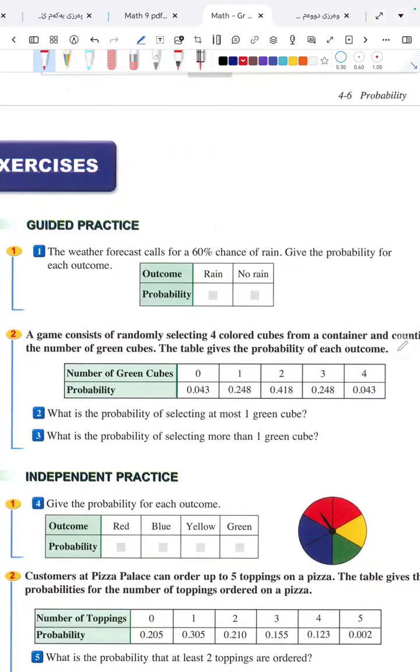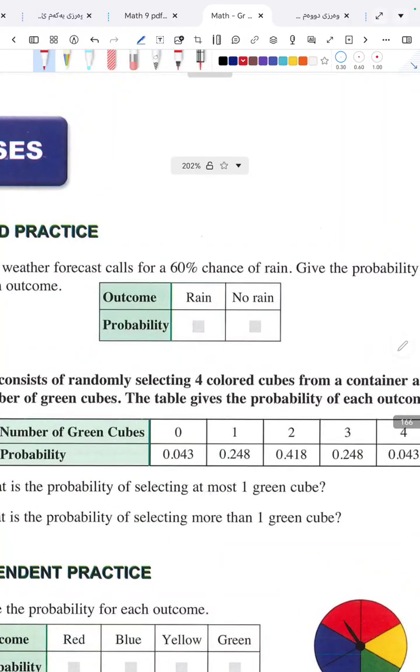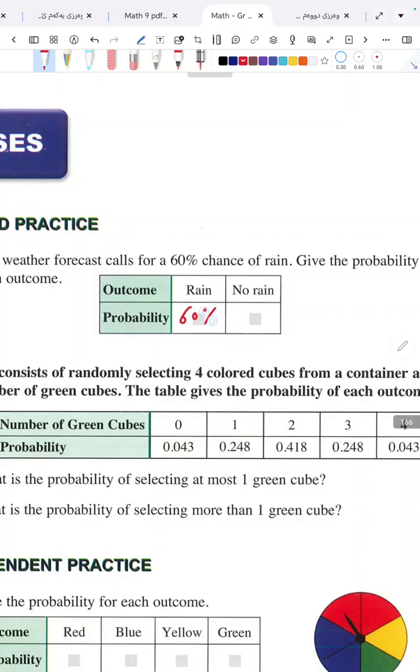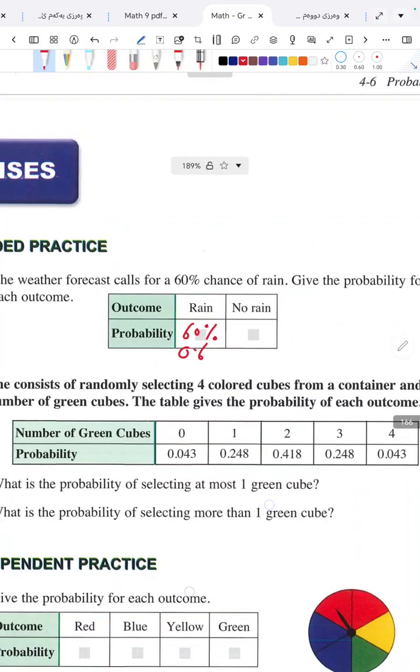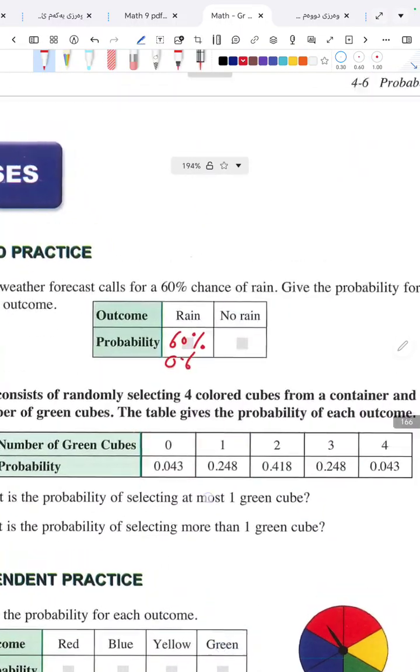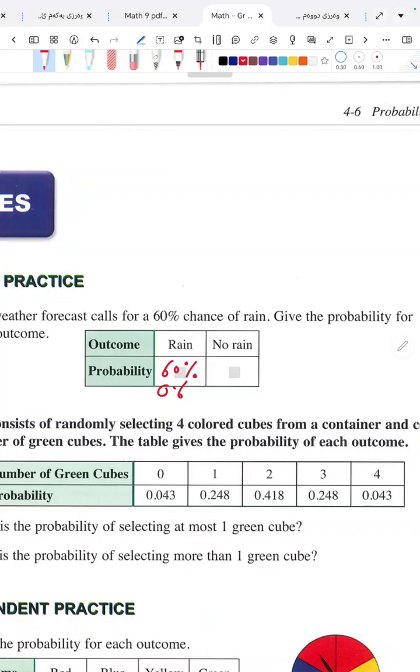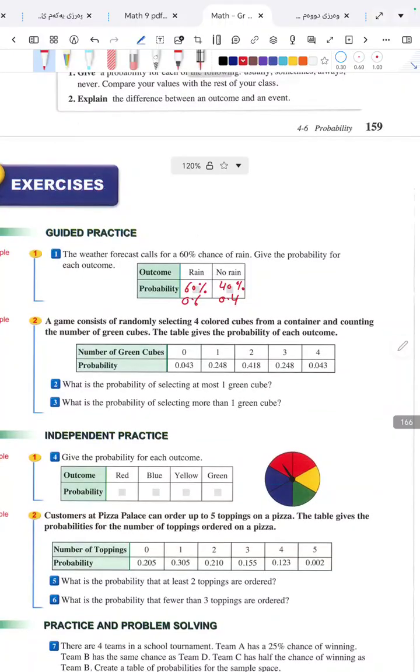Okay? Now we have the weather forecast calls for a 60% chance of rain. So the rain is 60%. As a decimal, it will be 0.6. Okay? What is the probability of not rain? What's the complement of 60%? It is 40%. As a decimal, it will be 0.4.